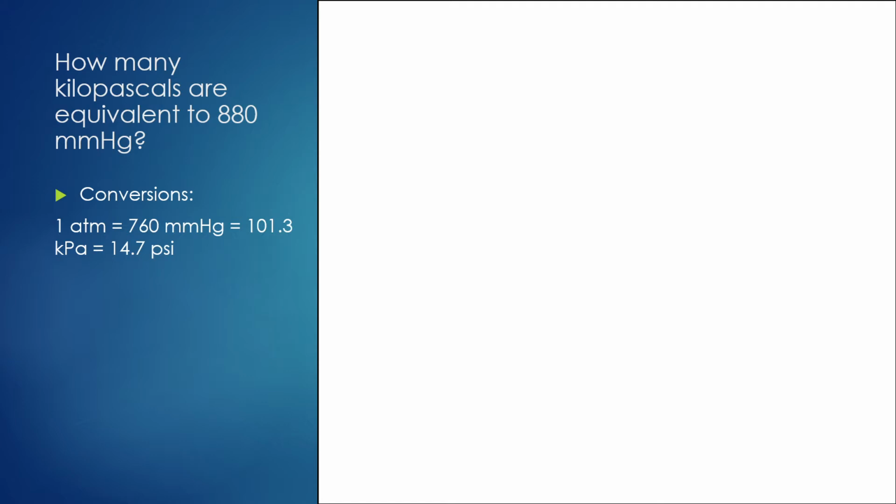So just like we did in any other conversion, we're going to write down our givens and what we want. So in this particular case, I've been given 880 millimeters of mercury. I want to know how many kilopascals that equates to. So I want to put kPa so that I can make sure that I use the right conversion. So make sure that you're writing these things out.